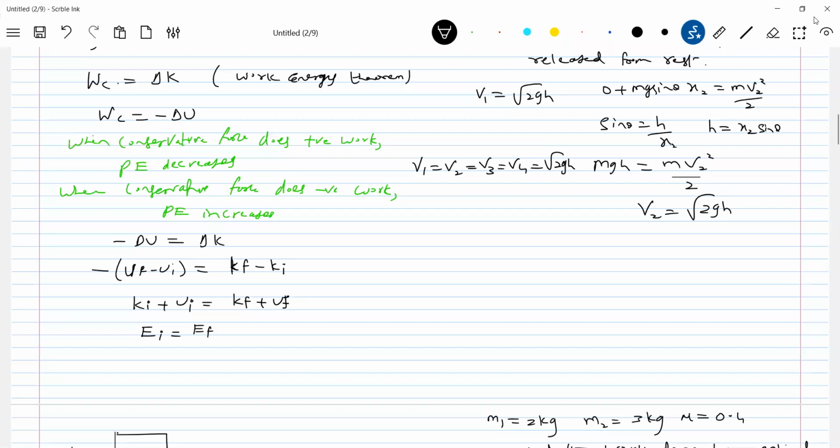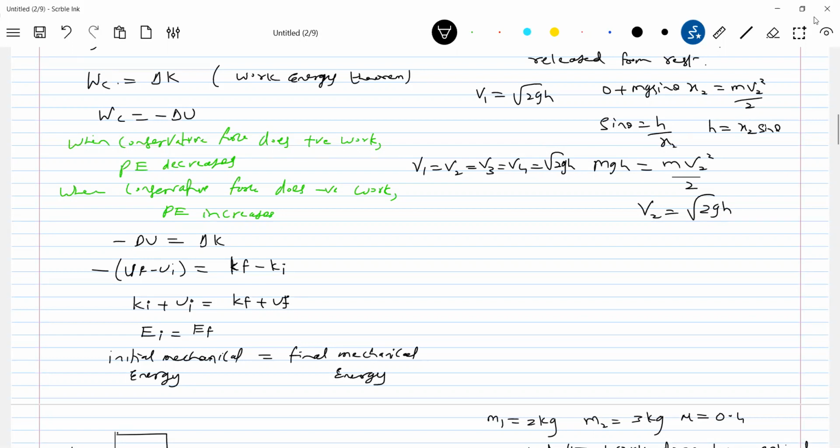So therefore, when a conservative force does work, what do you mean by the symbol E? So I'll write it here. Conclusion: initial mechanical energy equal to final mechanical energy. So when a conservative force does work, what will happen to the mechanical energy? It remains constant, because I got initial equal to final mechanical energy.